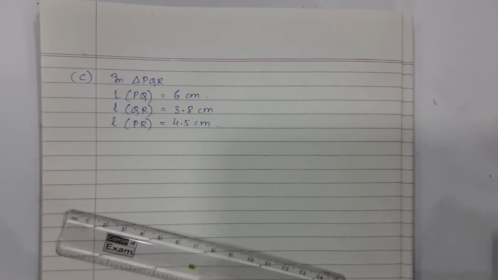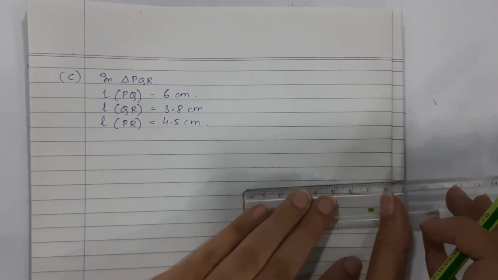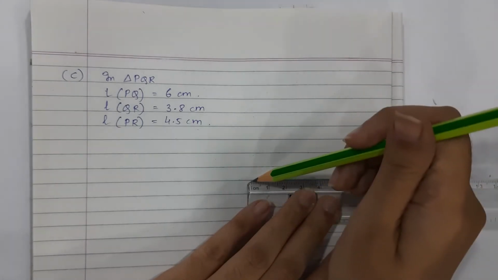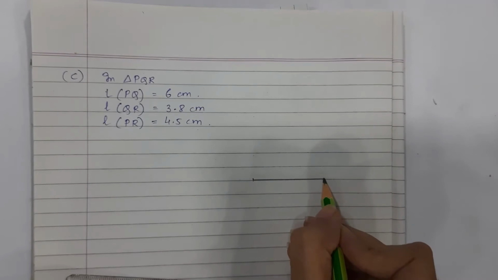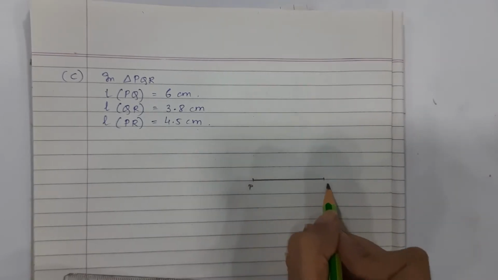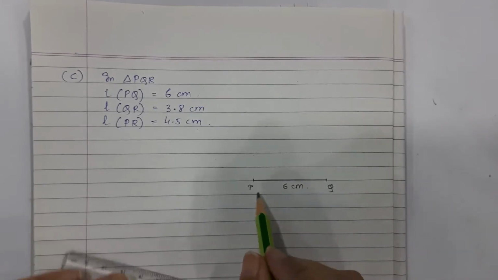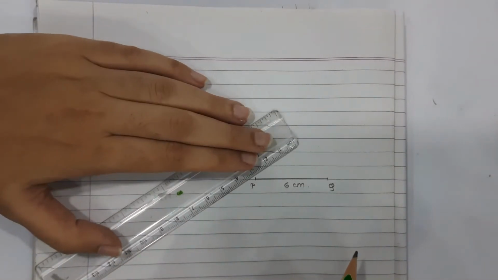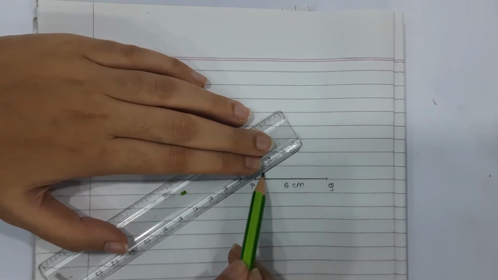Third question, in triangle PQR, length PQ is 6 centimeters, length QR is 3.8 centimeters and length PR is equal to 4.5 centimeters. Here also we will first make the rough diagram. Base, I am taking the longest length as my base. So PQ is 6 centimeters.